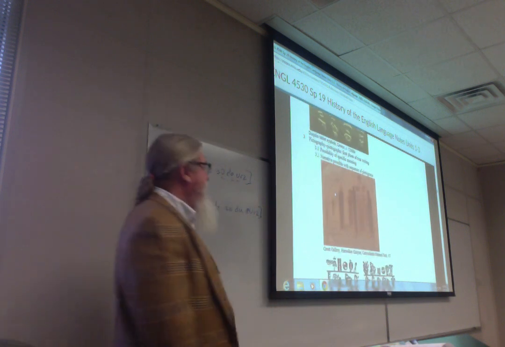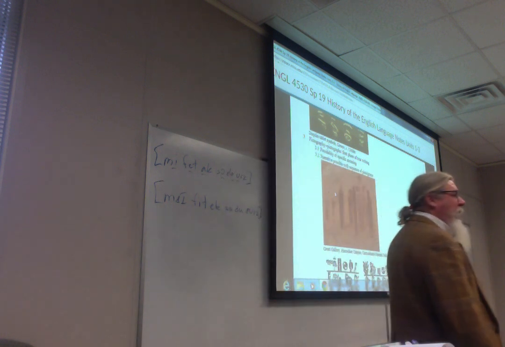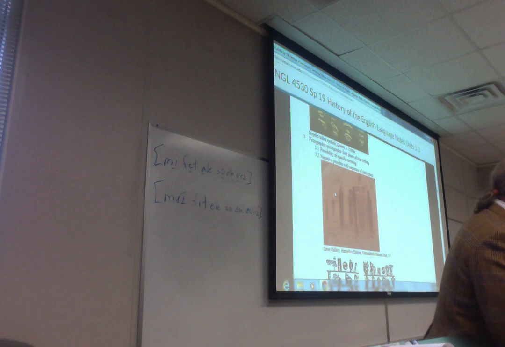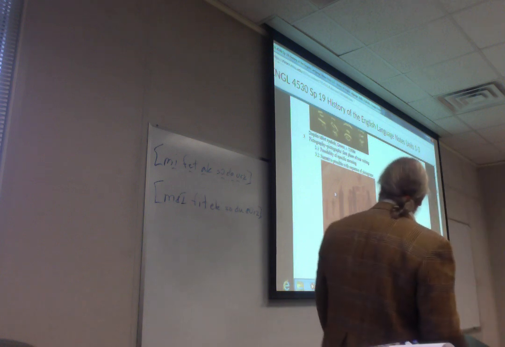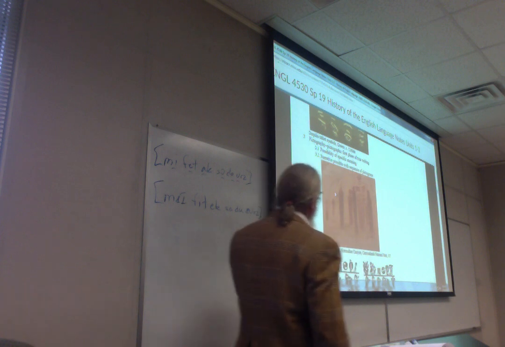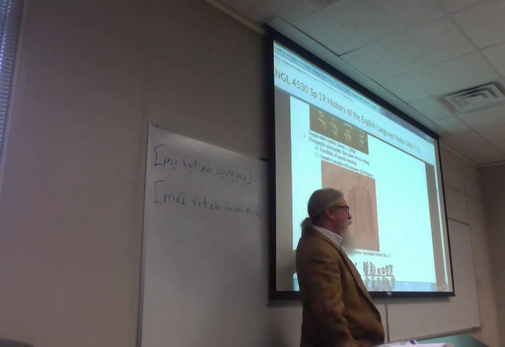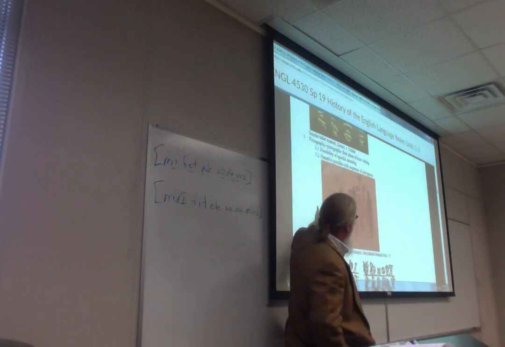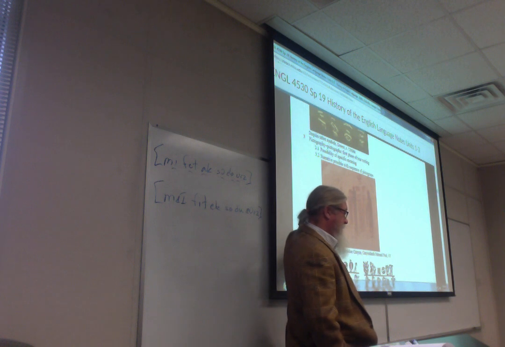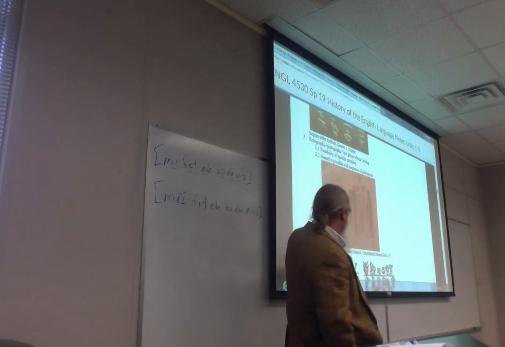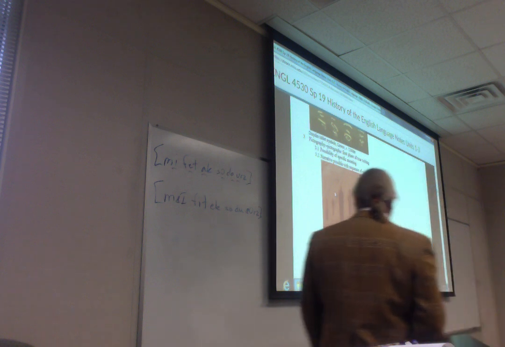Pictographs. First phase of true writing. Why? Because the pictures are representing ideas which sometimes represent sounds. Right? And you can have a story with pictographs. This is from Utah. United States, Utah. Great Gallery, Horseshoe Canyon, Canyonlands National Park.